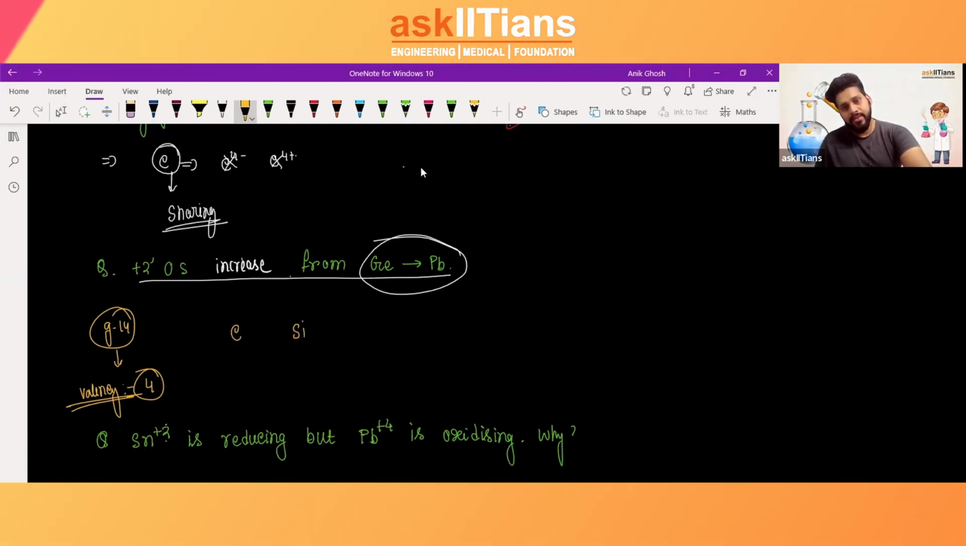So carbon, silicon, germanium, tin, and lead. For carbon, we see valency 4. For silicon, we see valency 4. Germanium, we see valency 4 as well as 2. Tin also 4 as well as 2. Lead, we see only 2. Guys, this is called the inert pair effect, right?